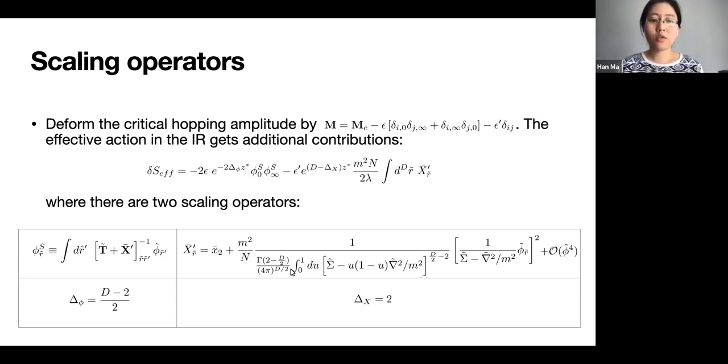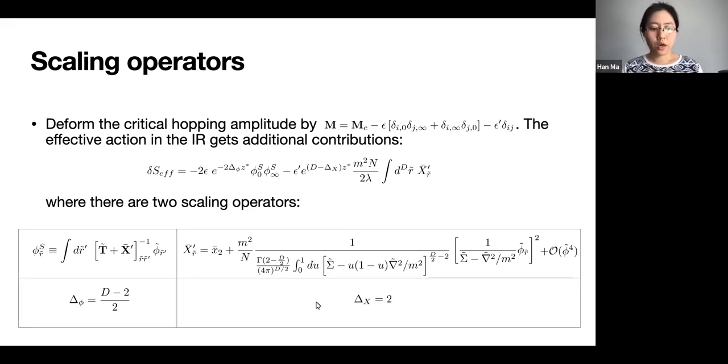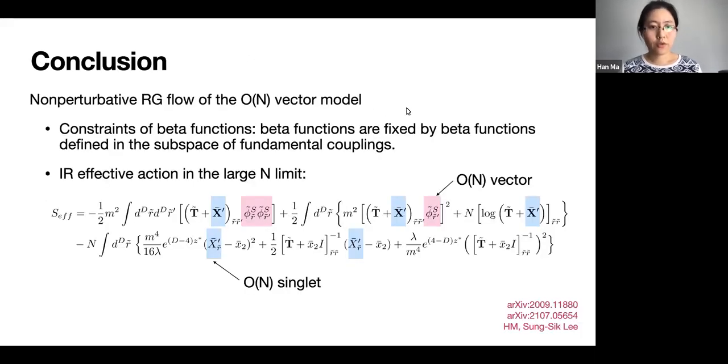Okay, so in this way, we can see that previously, although we used a lot of symbols in the effective action, here the symbols have their meanings. They are scaling operators in the UV or IR. So in this way, we studied the effective action for the O(N) vector model in the IR and in the Lagrangian limit. So let me conclude my talk today.